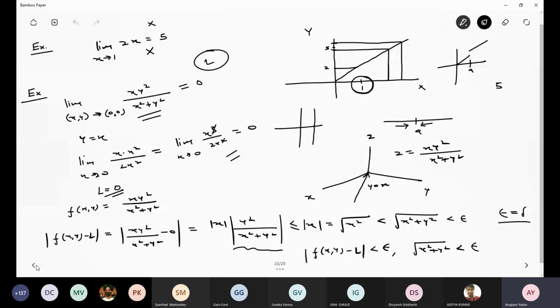In general, it won't be true because here what we are reflecting, delta is depending on epsilon.